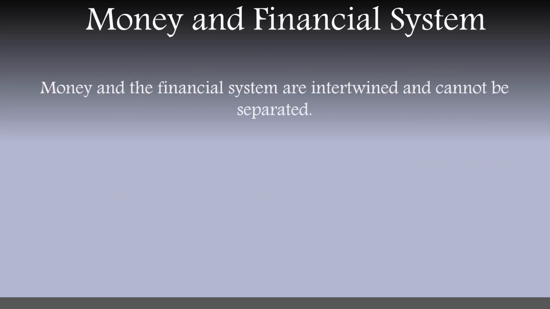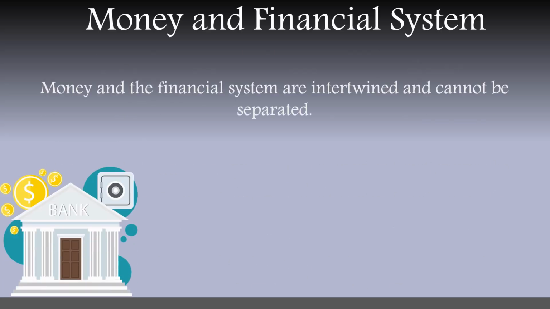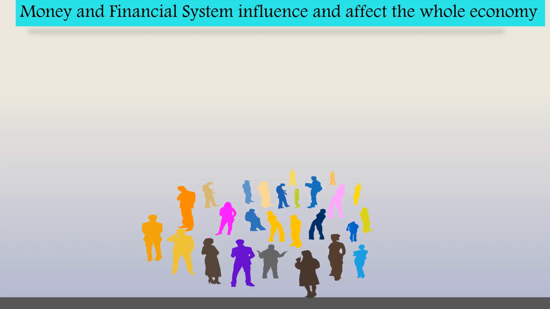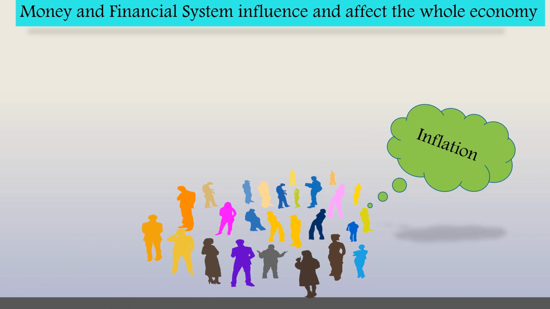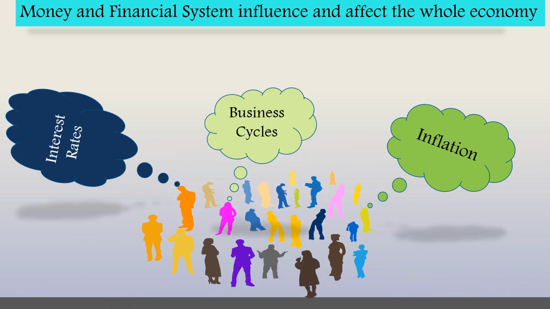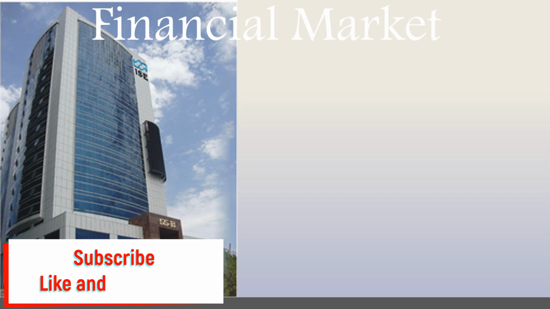In this video, I am going to describe money and the financial system. Money and the financial system are intertwined and cannot be separated. They both influence and affect the whole economy, such as inflation rate, business cycles, and interest rates. Consequently, consumers, investors, savers, and government officials would make better informed decisions if they understood how the financial markets and money supply influence the economy.